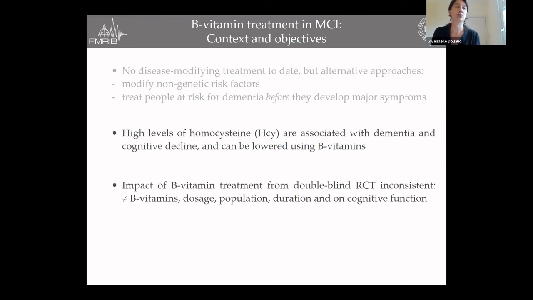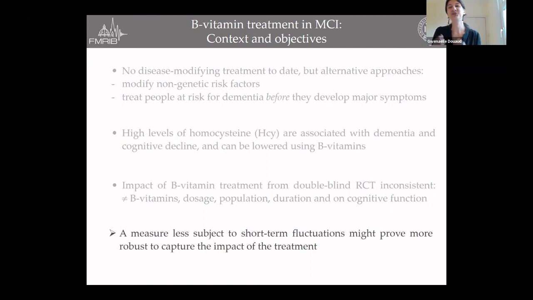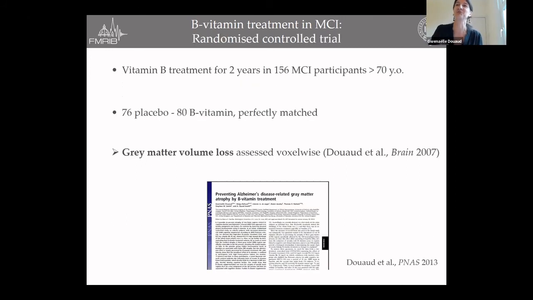I think there were some that were over only a few weeks, over a few years, and all of them focused on cognitive function. And here I will say something that my student might not like necessarily, but it could be the case that if you use a measure that is less subject to short-term fluctuations, such as whether you've slept properly the night before, whether you had your coffee in the morning, whether you've got quite a lot on your mind, that can influence your psychological test or clinical test. So a measure that is less subject to these small fluctuations might prove more robust to capture the impact of the treatment. Now, obviously, I'm preaching to my own choir here, but I'm trying to sell you the use of brain MRI, in particular for randomized controlled trials.